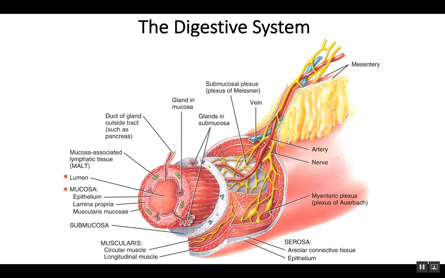Then, if we move out from it, we would hit what's known as the submucosa. And the submucosa is typically a connective tissue. It's an areolar connective tissue. It's really just there to hold that mucous membrane in place. It does contain some sensory nerves. It has an extensive network of neurons known as the submucosal plexus.